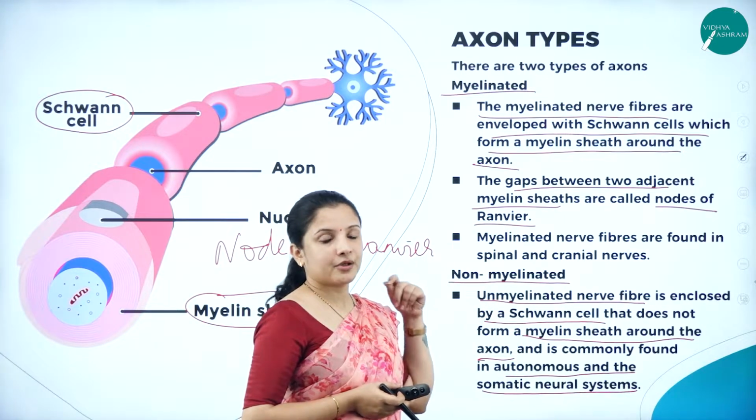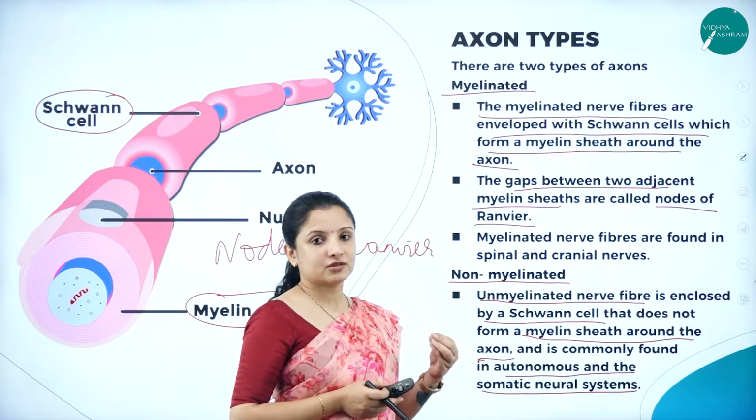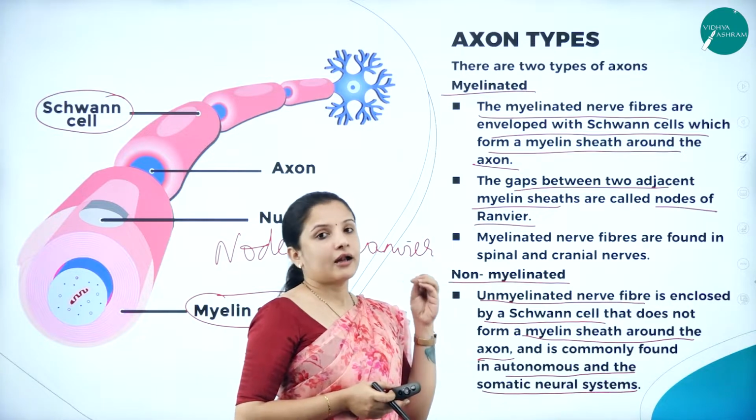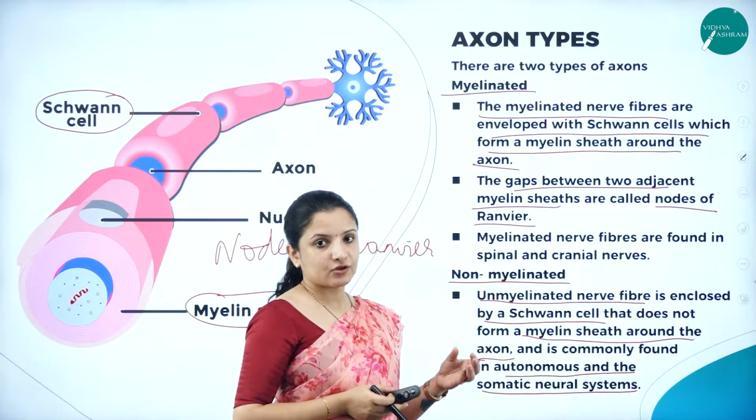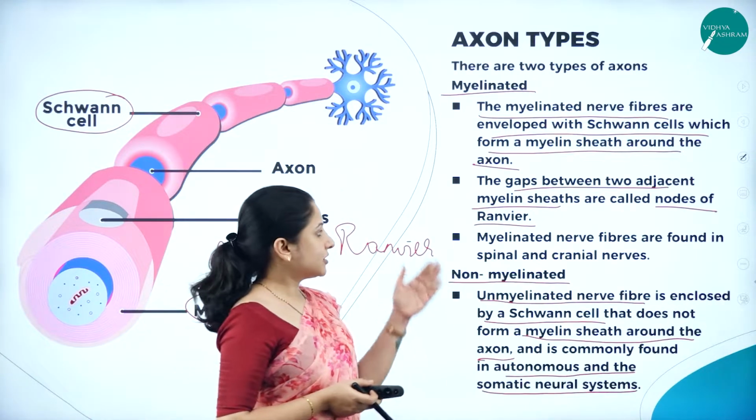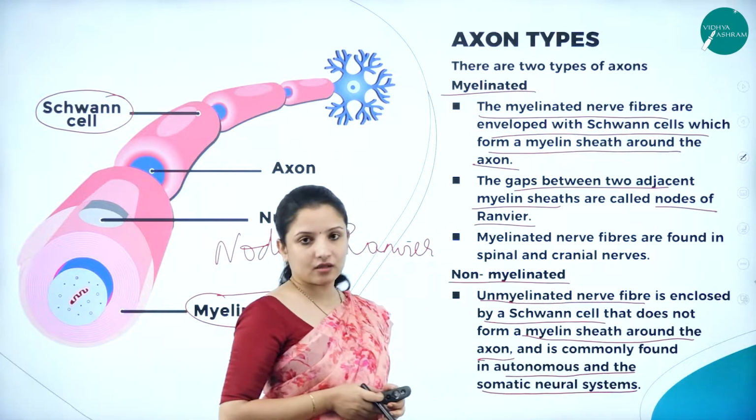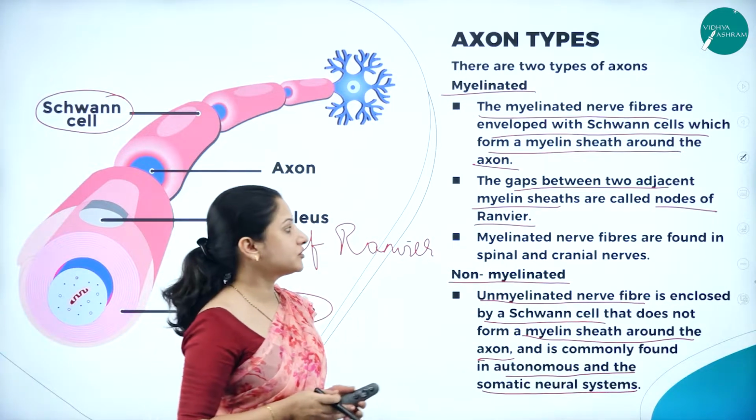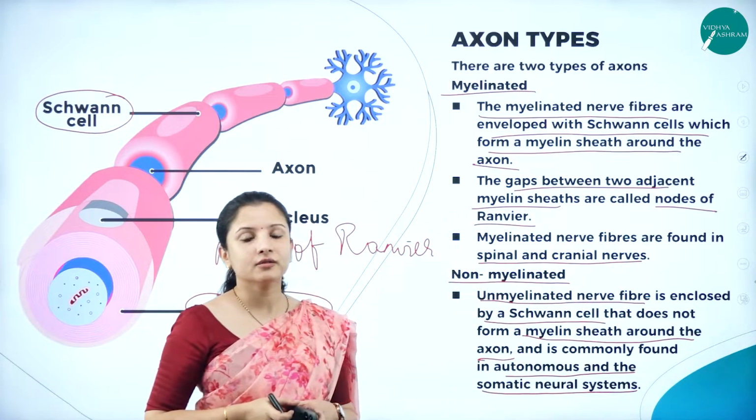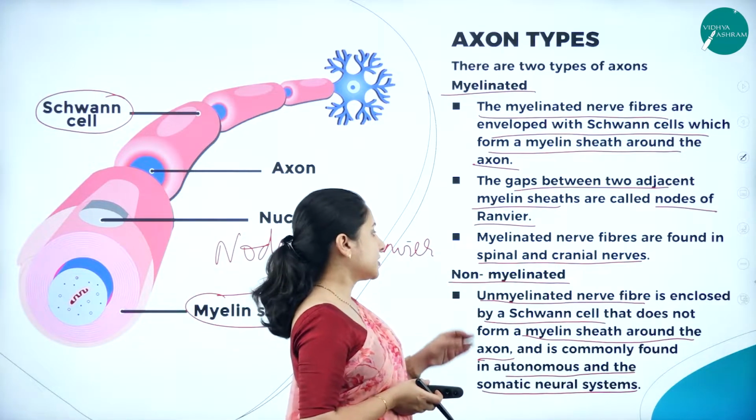So, easy to remember. Myelinated axons have around the axons a presence of Schwann cells. These Schwann cells form the myelin sheath, and therefore they are called myelinated axons. In between the myelin sheath there is a gap, which is called the nodes of Ranvier. Myelinated fibers are usually found in the spinal and the cranial nerves, and in the spinal cord, that is the central nervous system.